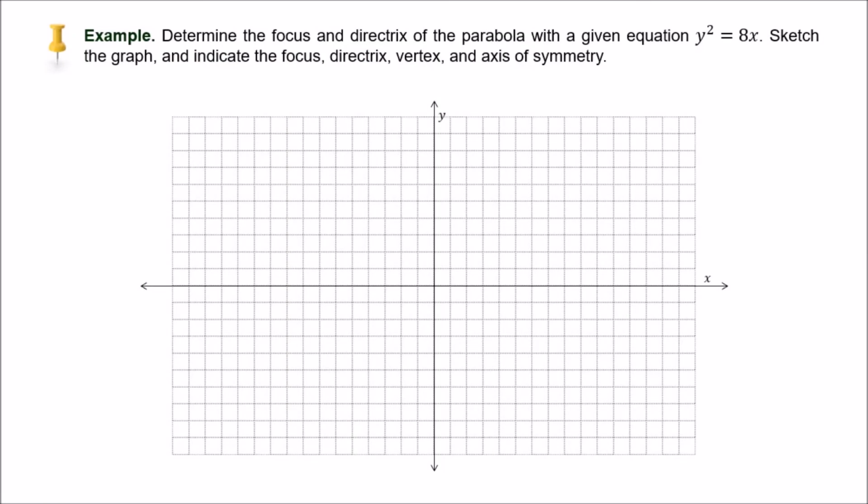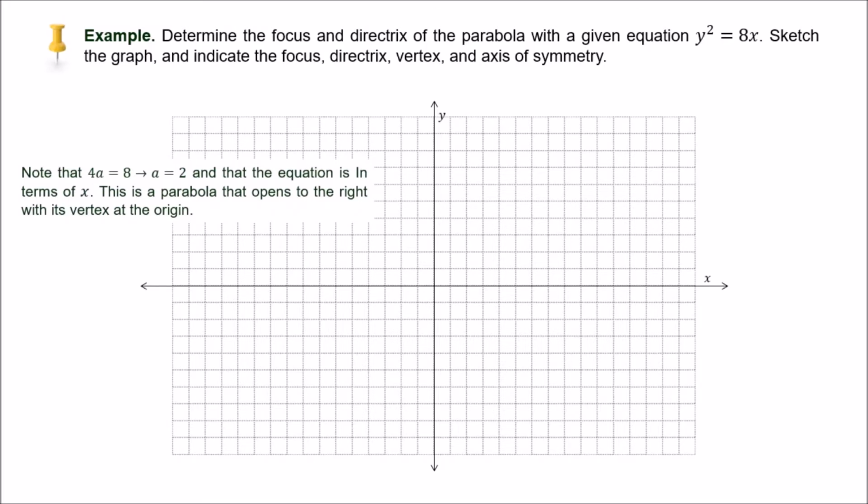Determine the focus and directrix of the parabola with the given equation y squared equals 8x. Sketch the graph and indicate the focus, directrix, vertex, and axis of symmetry. As with the previous examples, we start the solution by taking note that 4a is equal to 8 in the given equation. Therefore, a is equal to 2.